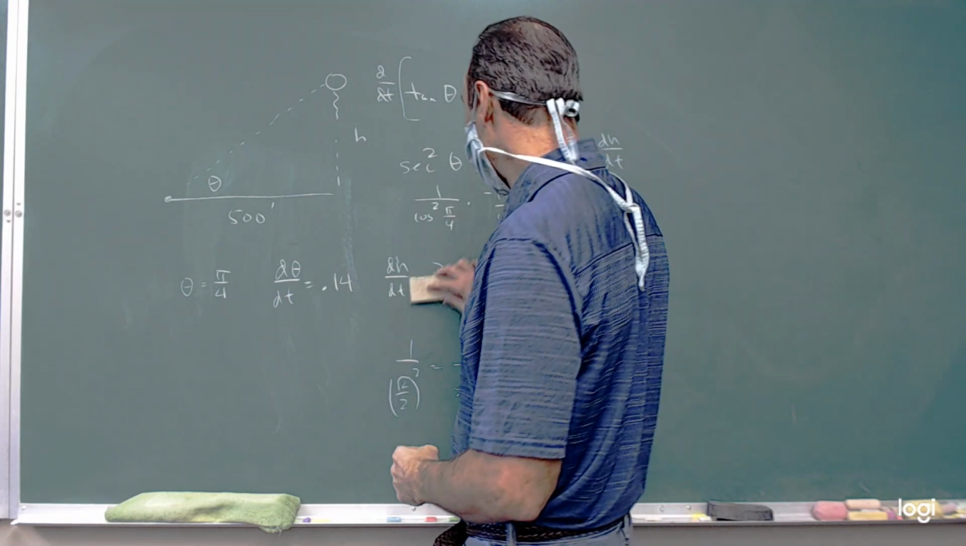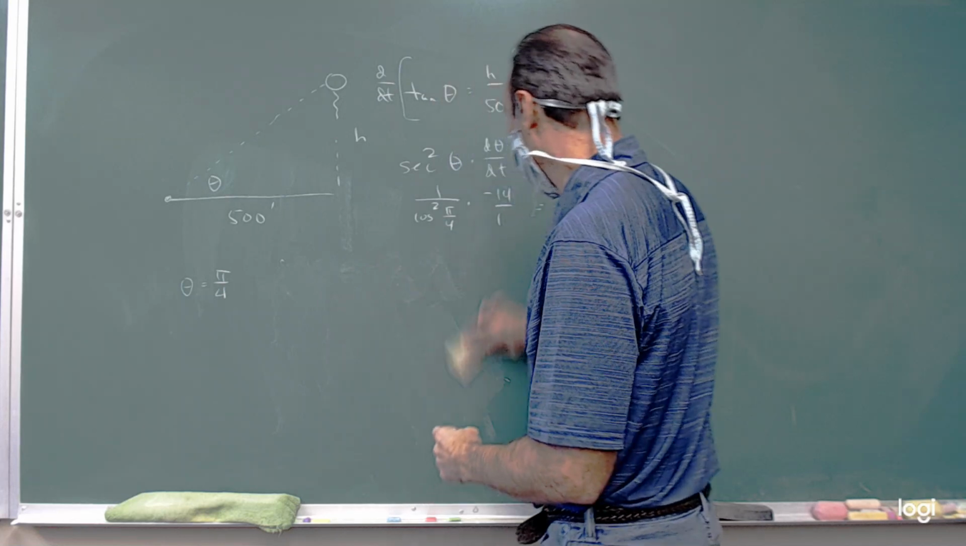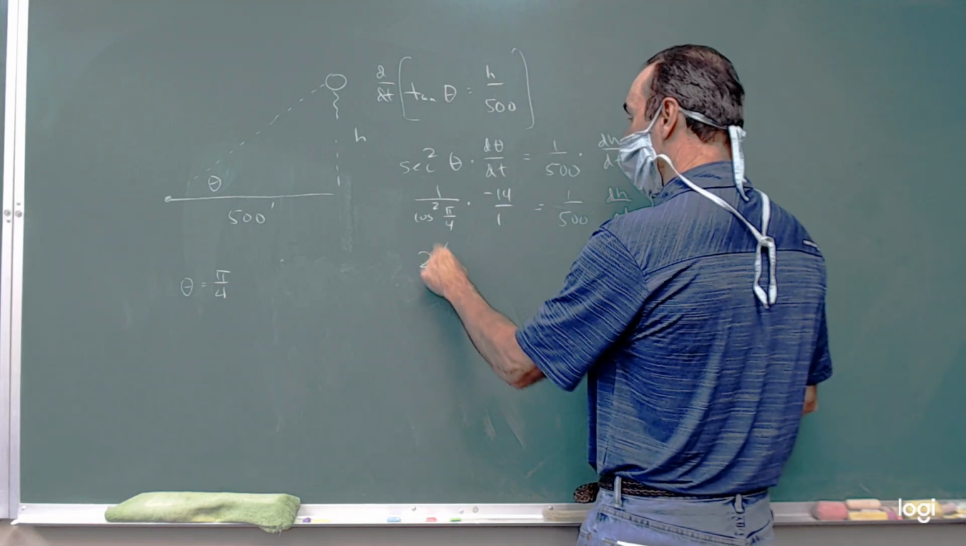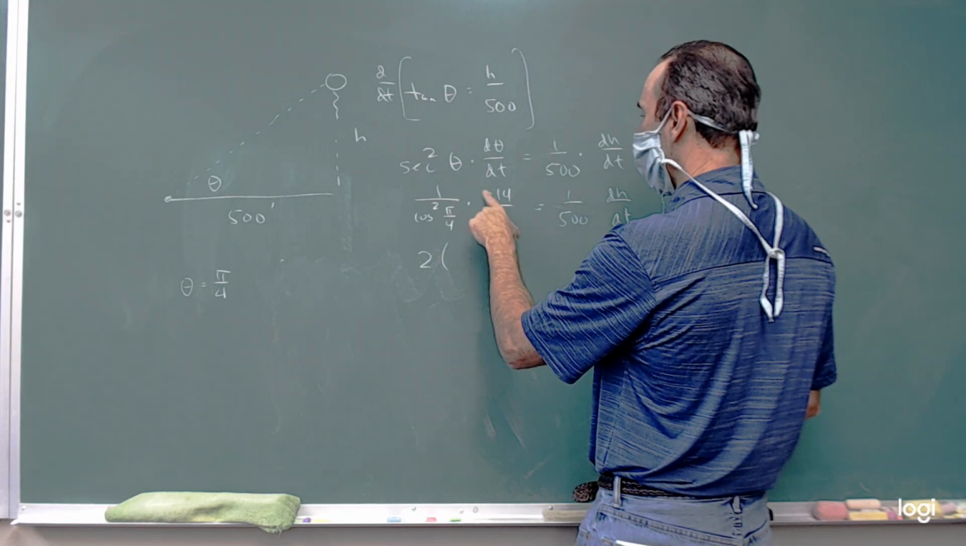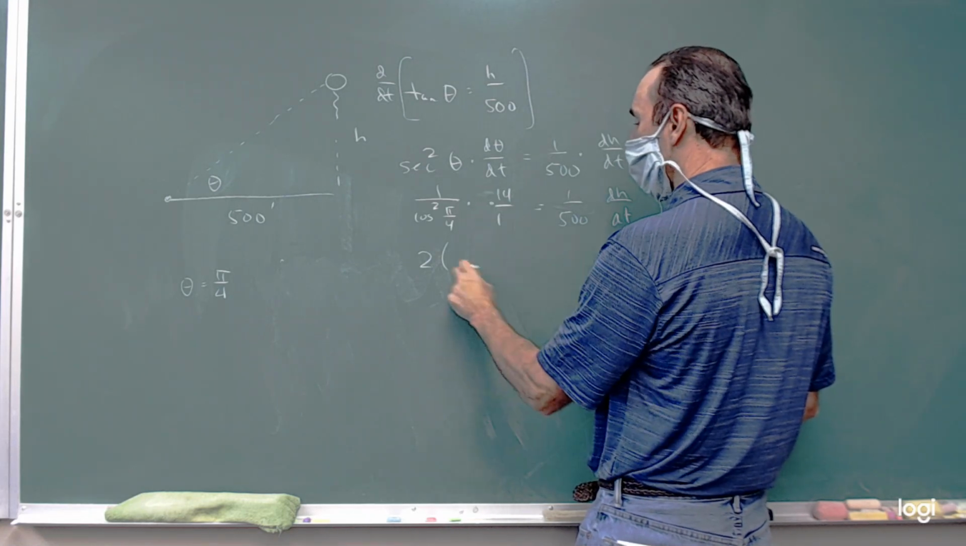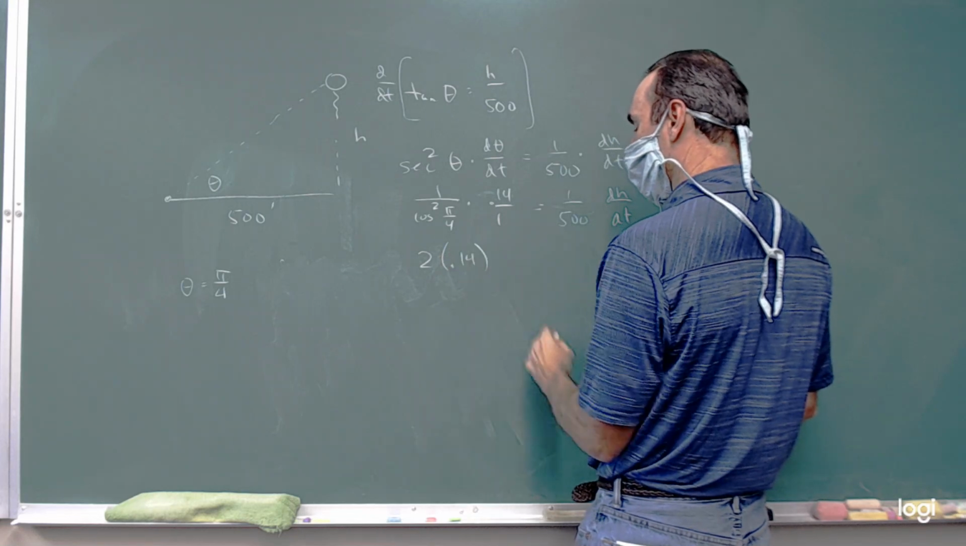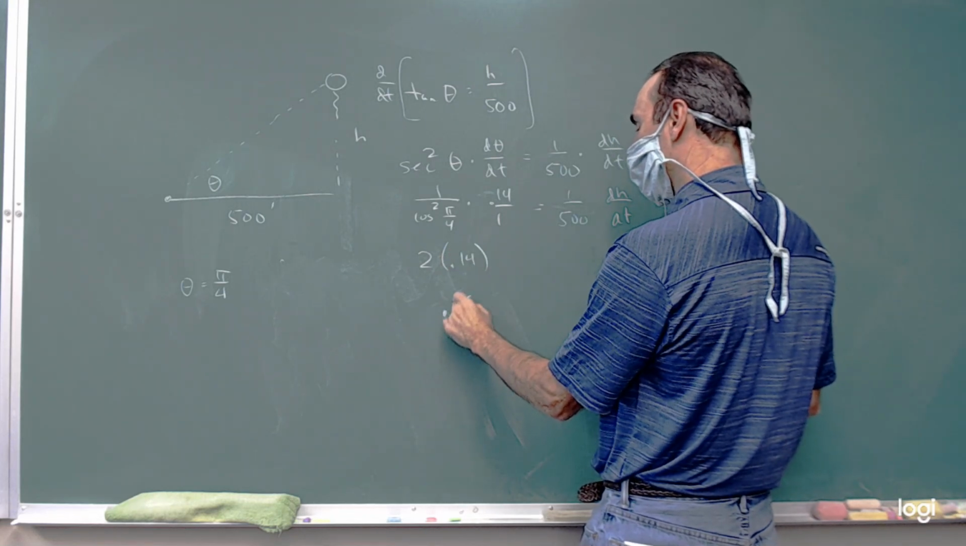So that's going to be 2 times, what did we say that was? I don't think I said that right. Was it negative? I don't think so. I don't know why I said negative. It was 0.14, wasn't it? Yeah. So that's going to be 0.28. Is that right?